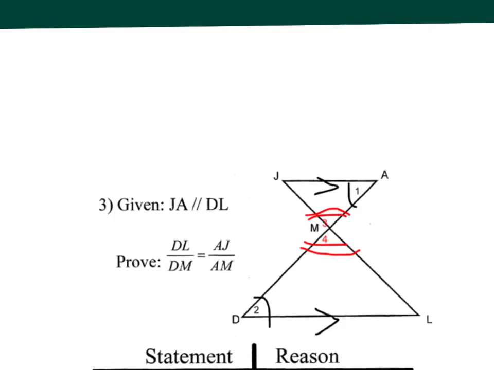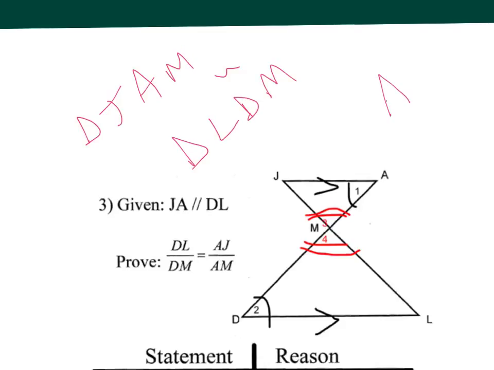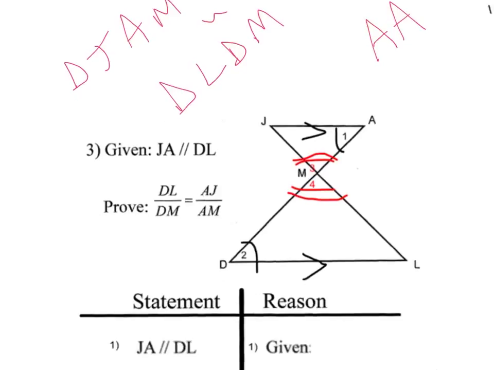So I've labeled the givens. The fact that the lines are parallel and that created alternate interior angles being congruent. I also have vertical angles congruent, and that's angles 3 and 4. And then I could say the triangles are similar, so I'm going to say triangle JAM is similar to triangle LDM based on angle-angle. And I'm also going to say that the corresponding sides are in proportion. So let's take a look at the proof.